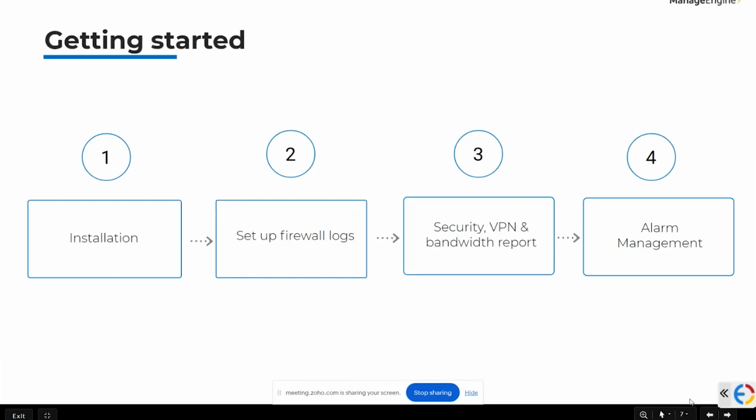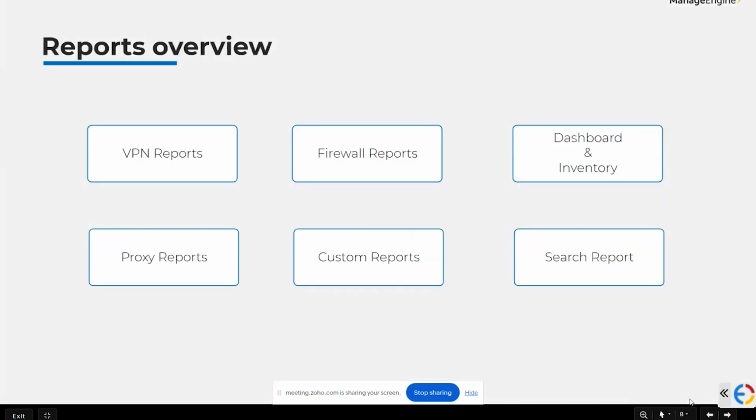Once the syslogs are received, Firewall Analyzer begins generating various reports. These include VPN reports, which will assist with VPN bandwidth monitoring and planning active sessions. Firewall reports, which combine security and traffic data, provide insights into the firewall's performance. The dashboard and inventory reports will give you a high-level overview of the connected firewall devices. And then we have the proxy report, which will cover the Squid proxy servers.